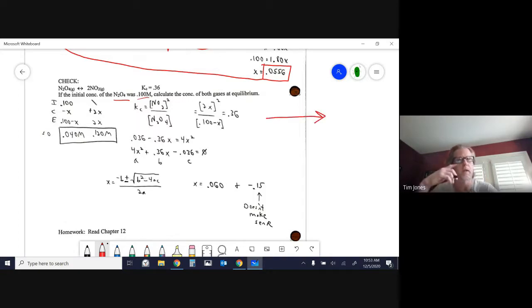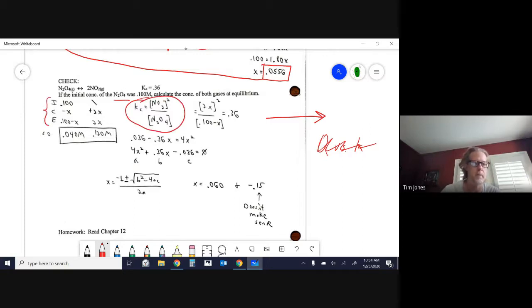So you might be thinking, wait, on the other page, we learned this technique of comparing Q versus K. The only time you have to do this is if you're given both reactant and product. But in these last two examples, we were only given product in the first, and we were only given reactant here. So you don't need to bother going through all this stuff. It just would waste your time. Anyway, here's my Kc expression.